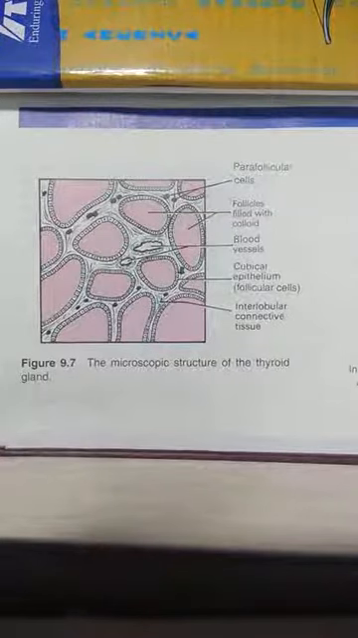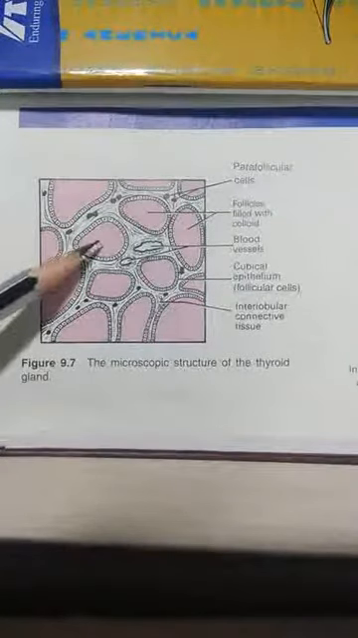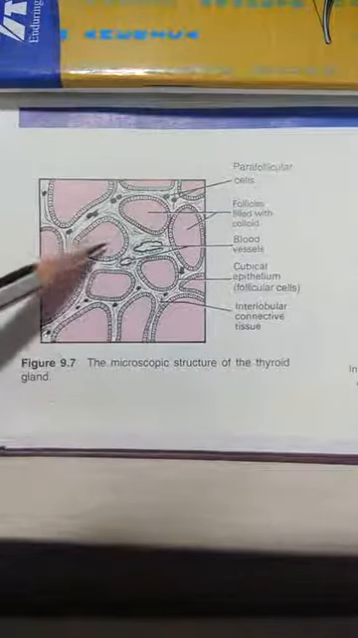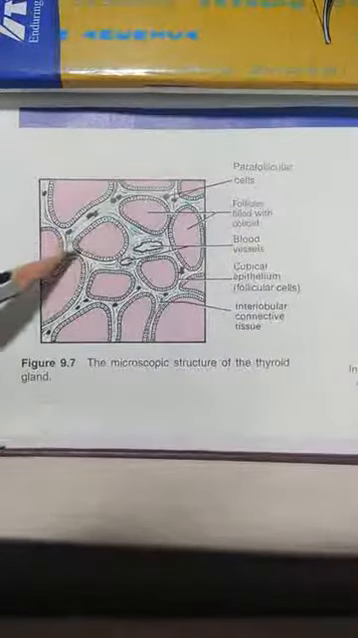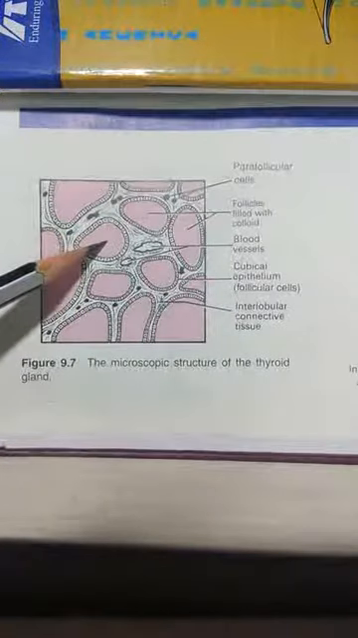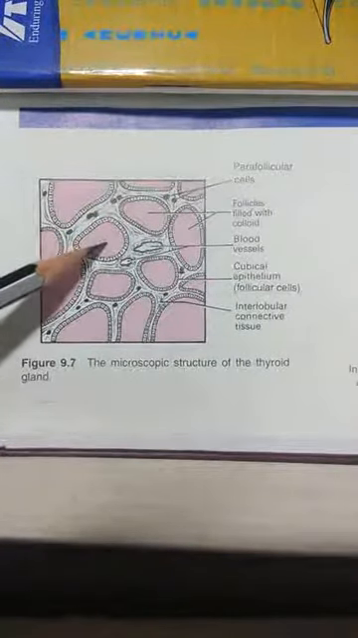These follicles contain a thick, sticky, semi-fluid, structureless protein called colloid. In this colloid are present the thyroid hormones. These are the colloids. These are the follicles. Each follicle consists of a protein called colloid, where the thyroid hormones are present.